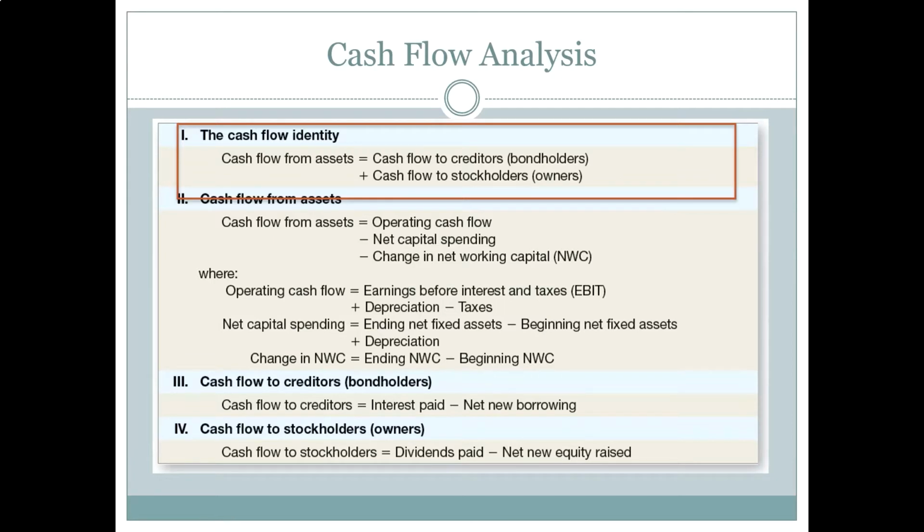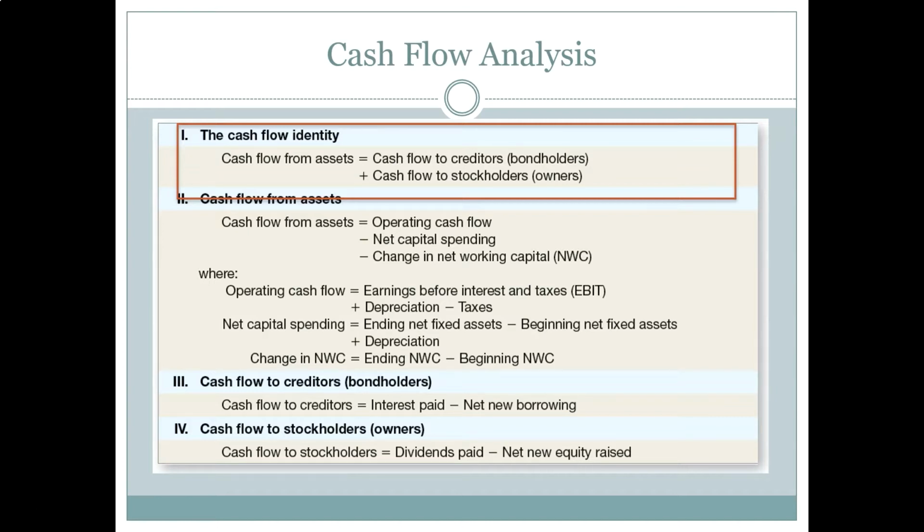Now, our reconstruction of the cash flow statement into a more appropriate cash flow statement that's relevant to the financial team starts with something called the cash flow identity. And the cash flow identity says that cash flows from assets, meaning any cash that is generated by the assets of the firm, has to be equal to cash flow that comes in or is paid out to creditors, which are the people that provide loans.